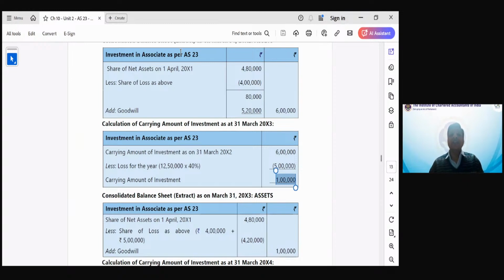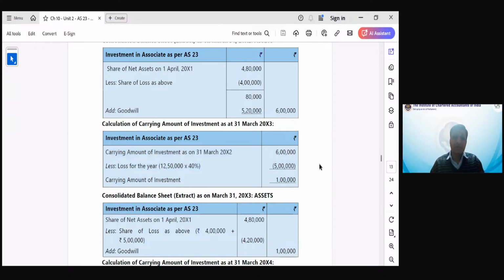So 2 lakhs is the proportionate share of loss which will be passed on to the investor. That means A Limited. Okay. But there is a problem. What is the problem? Cost of investment of the investor, which is appearing in the books, is only for 1 lakh. Can you see this? Yeah. So it is only at 1 lakhs.